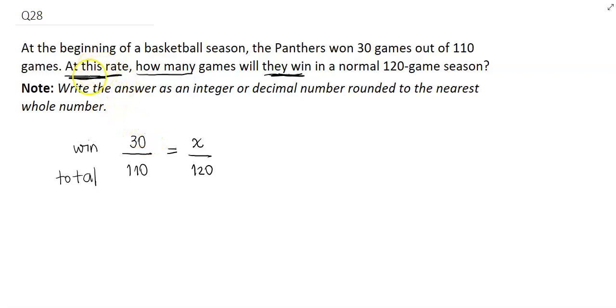So when you see this term here, talking about keeping the same rate, and I gave you 3 numbers and I want to find the 4th one, we are talking about proportion. Now I can use cross multiply. I have 110x equals 30 times 120. Then I divide 110 on both sides.